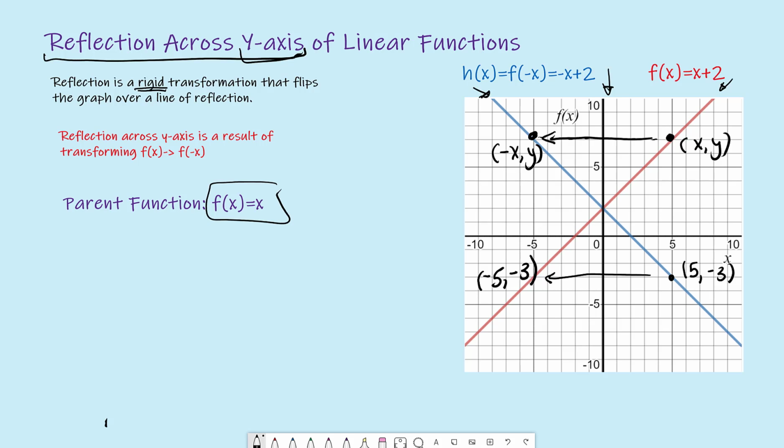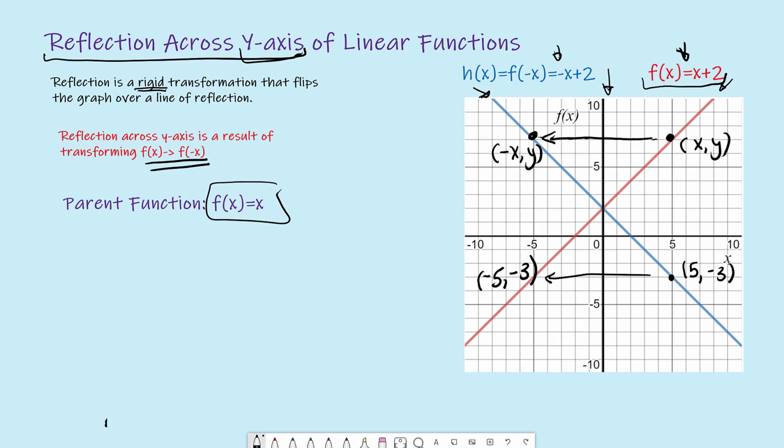So how do we get that formally without looking at the drawing? What we do is we transform f of x to f of minus x. And I've shown that here in the functions that I've written above. So we have f of x equals x plus 2. That's our red graph here, and that is our original function. And then we would like to transform it by reflecting across the y-axis.